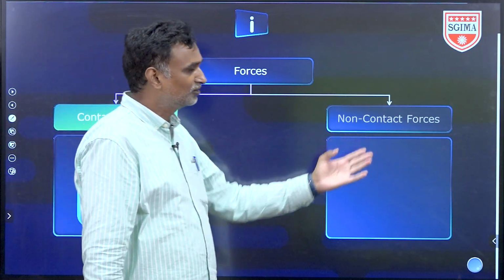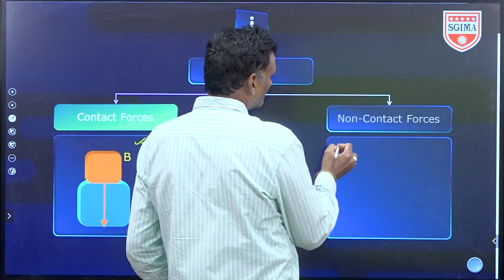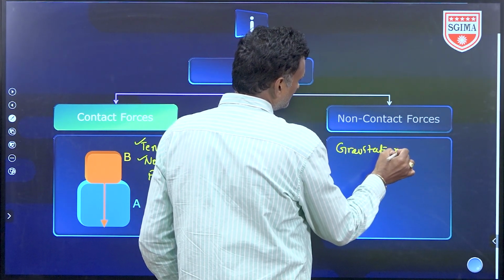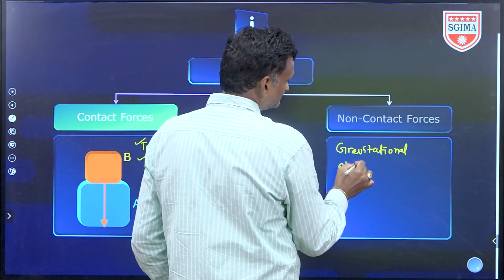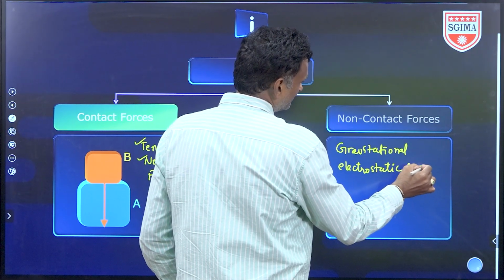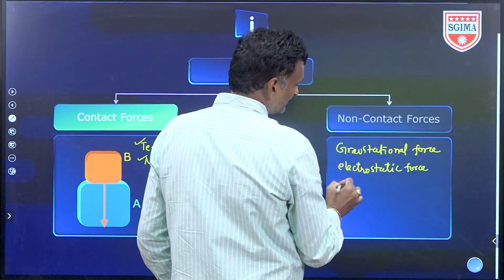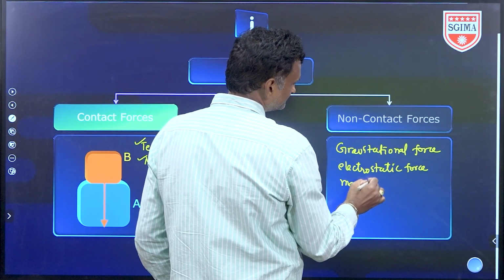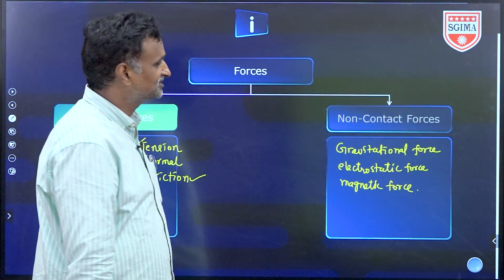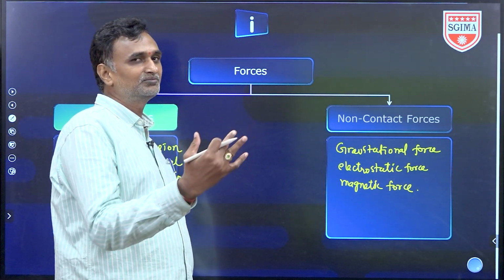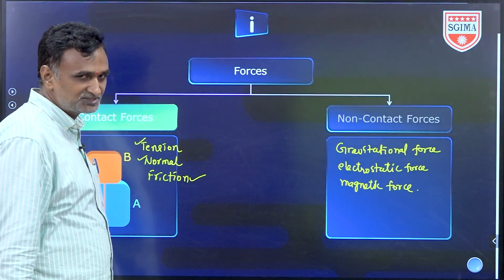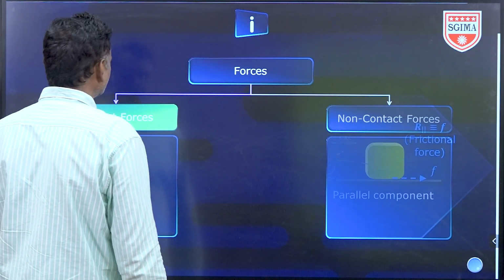And next, non-contact forces. Under non-contact forces come gravitational force, electrostatic force, and magnetic force. Okay, so these forces are exerted by one particle on the other particle without physical contact. Okay? Let us start with the contact forces first.